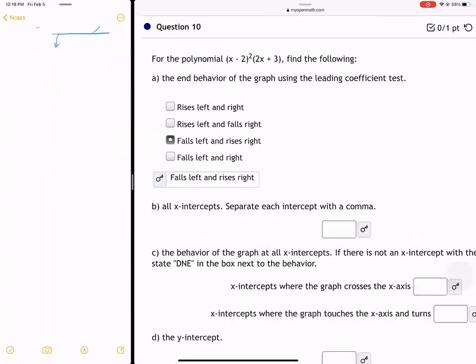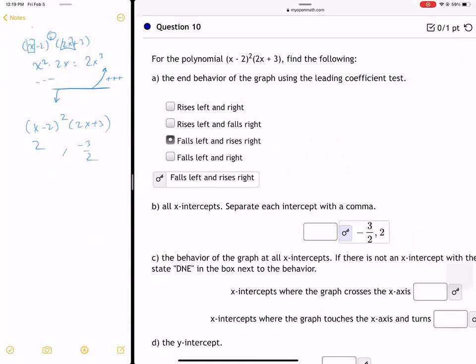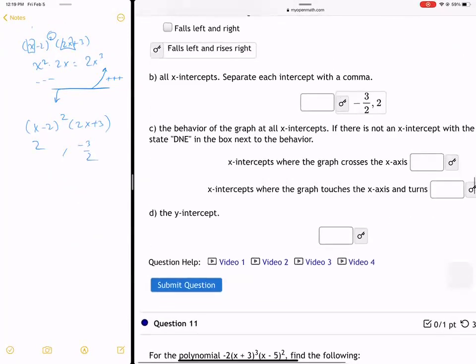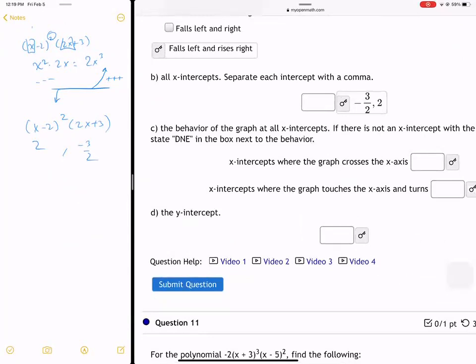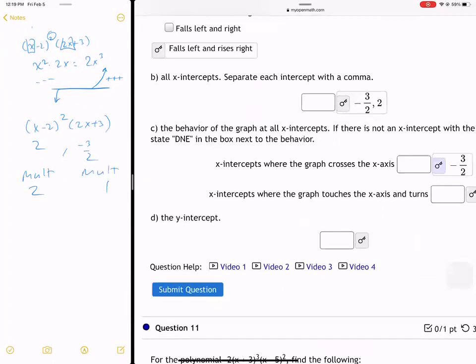What are the intercepts? Looking at the problem, what are the zeros? x minus 2 squared and 2x plus 3. The zeros are 2 and negative 3 over 2. Those are my zeros, because all the work is already done. How many times do these answers repeat? Well, the 2 has a square. That's a multiplicity of 2. This only happens once. So we bounce when it's an even multiplicity and we cross when it's odd.